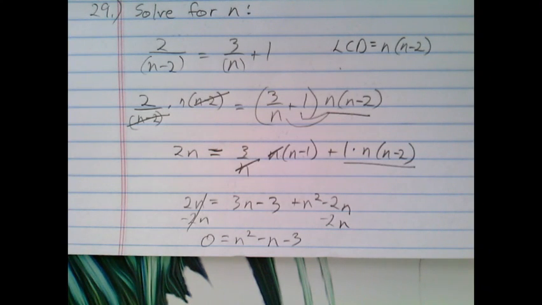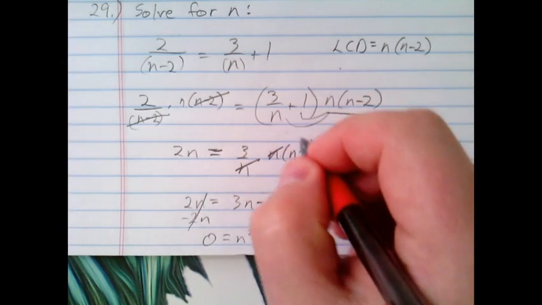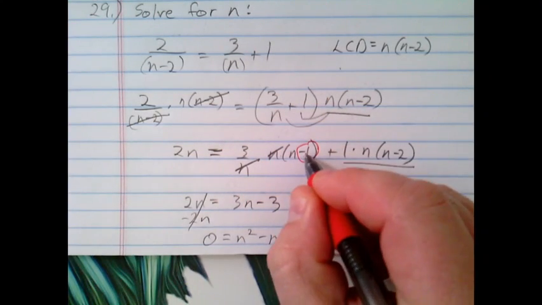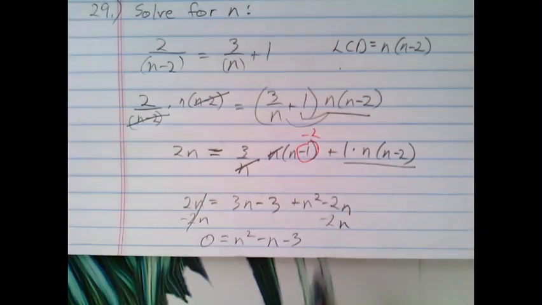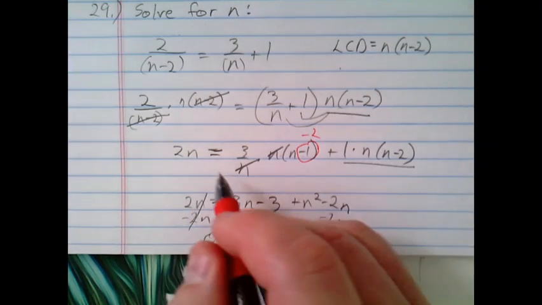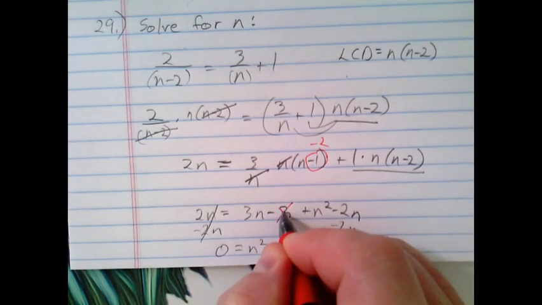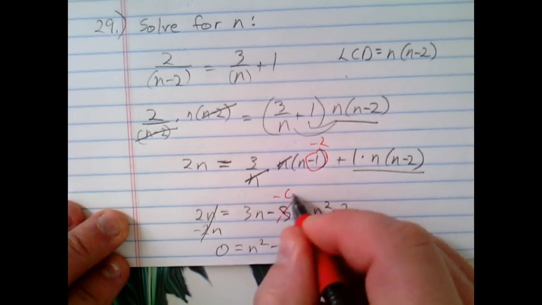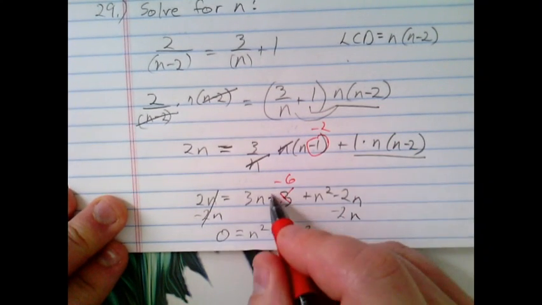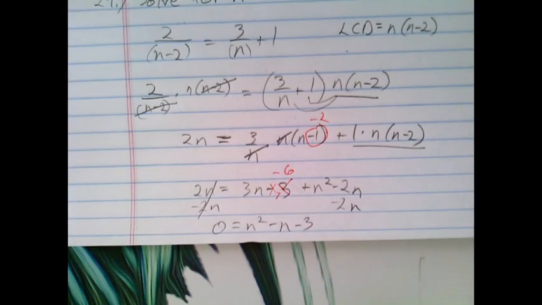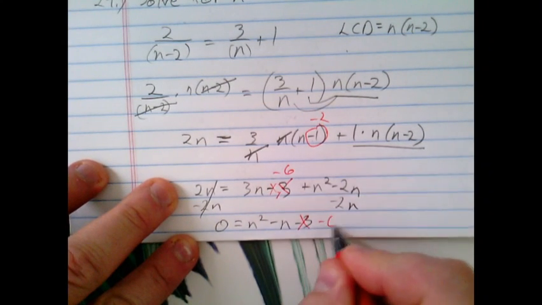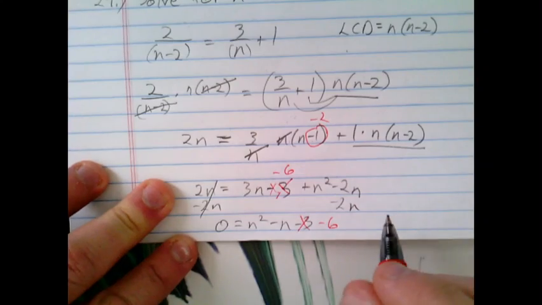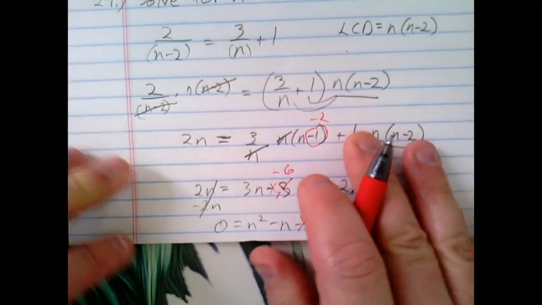And looking back through my work real quick, I see that it's actually right here. I wrote an n minus 1, but that's supposed to be minus 2. Which means that this minus 3 right here should have been a minus 6. Well, that's easy to adjust for. That means this should have been a minus 6. Now that'll factor.